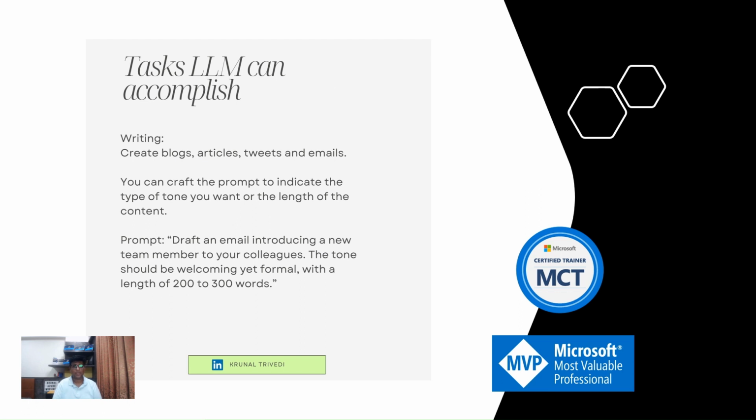What tasks can LLMs accomplish? First, writing. You can use LLMs for creating blogs, articles, tweets, and emails. You can craft the prompt to indicate the type of tone you want or the length of the content. For example, a prompt can be: draft an email introducing a new team member to your colleagues. The tone should be welcoming yet formal with a length of 200 to 300 words.